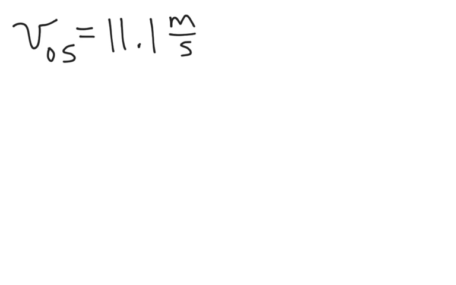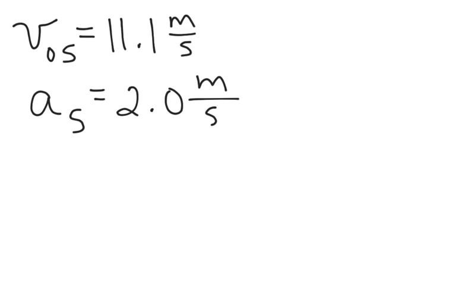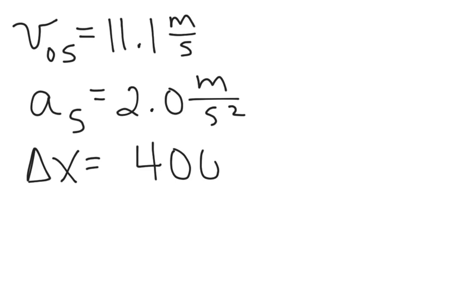Let's say that once Superman reaches the train, he starts to accelerate at 2.0 meters per second squared. Let's say that Superman is going to overtake the train, or travel a displacement of 400 meters, because the train is 400 meters long. And the question is, this is how far Superman's going to travel.